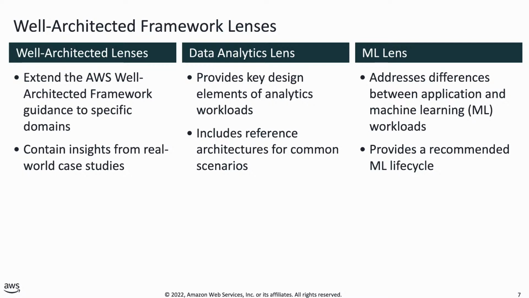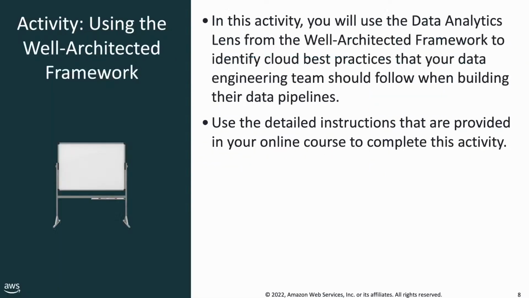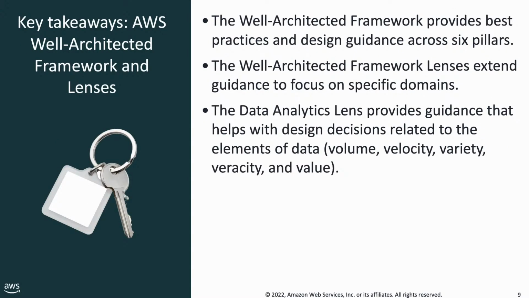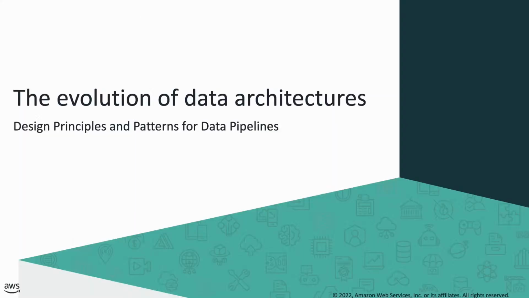The data analytics lens is specific to architected analytic workloads and provides a lot of information about those kinds of workloads. So let's go ahead and talk about this well-architected framework here. So in a nutshell, again, it's the 6 pillars, and it also has some guidance that's very specific with the data problem, which is things like volume, velocity, variety, veracity, and value.